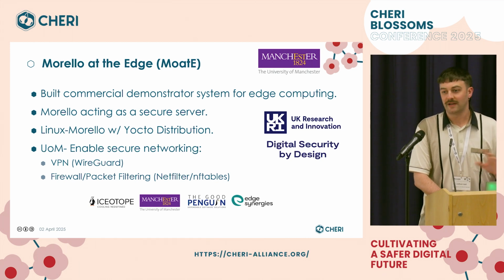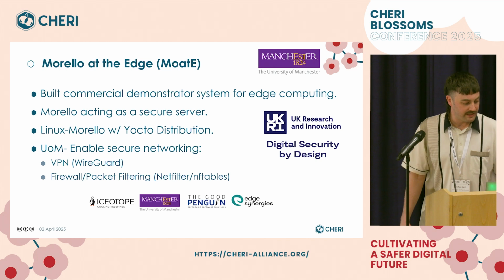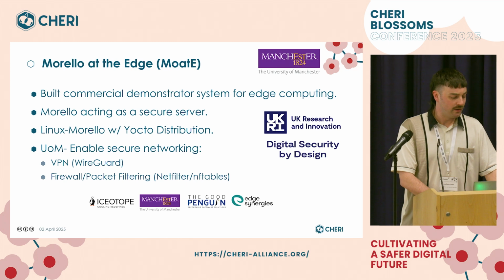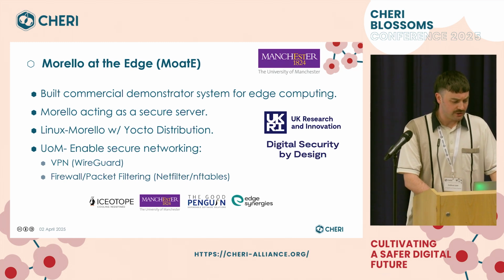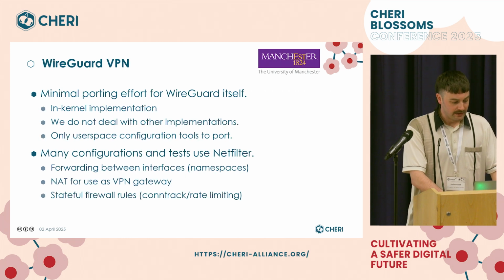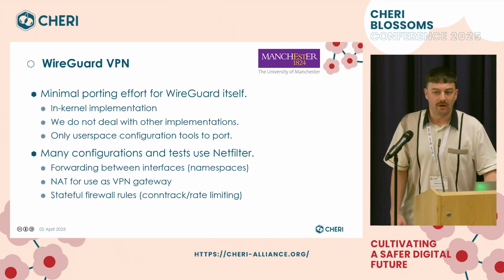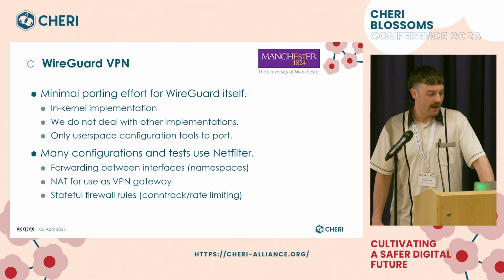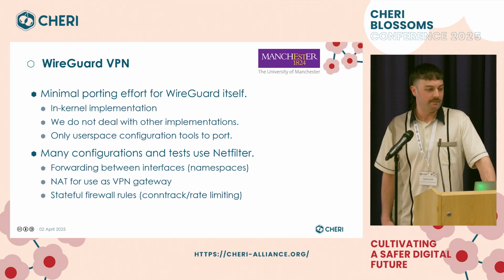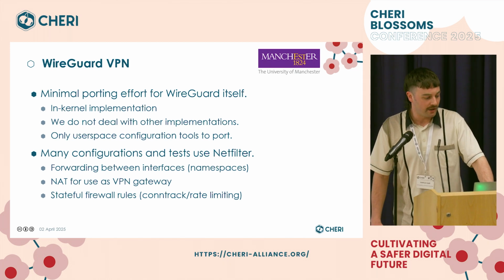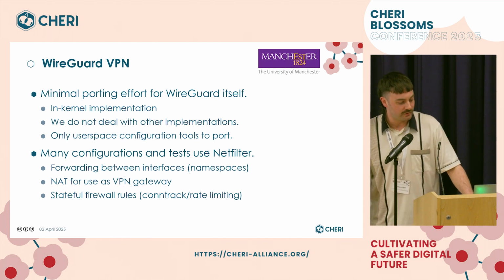So the University of Manchester had two blocks of work in MoatE, but I'm just going to talk to you today about one, which was enabling secure networking. So enabling VPN, we chose WireGuard, and Linux firewall Netfilter. We chose WireGuard because it has about an order of magnitude fewer lines of code than either IPsec or OpenVPN. And it's an in-kernel implementation, so the overhead of doing the porting was actually quite minimal because we're using the Linux Morello hybrid kernel, so there's only really the user space configuration tools to port.